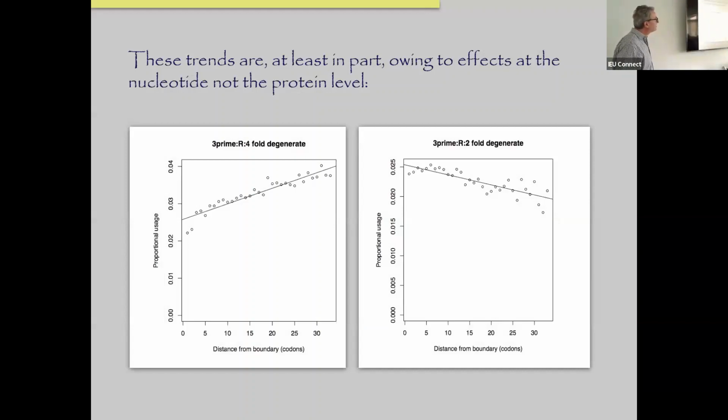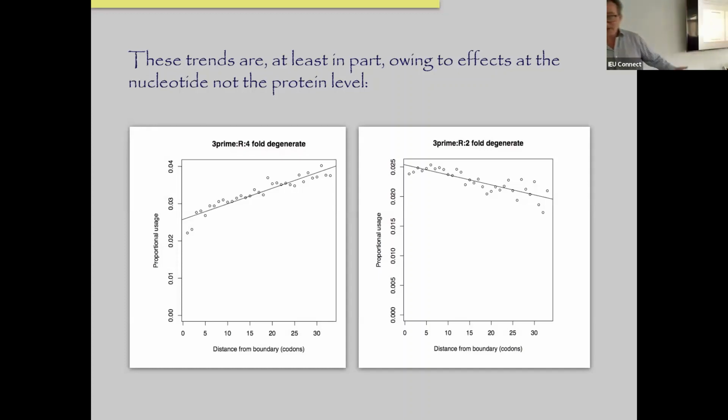But we know that it's something to do with the nucleotides because we split, for example, arginine. Here you have the four-fold degenerate block of arginine usage on the left panel and the two-fold block of arginine on the right panel. So they're both specifying the same amino acid, but one is being preferred towards exon ends and one is being avoided at exon ends. So it can't be anything to do with being arginine. It has to be something to do with the underlying nucleotides.